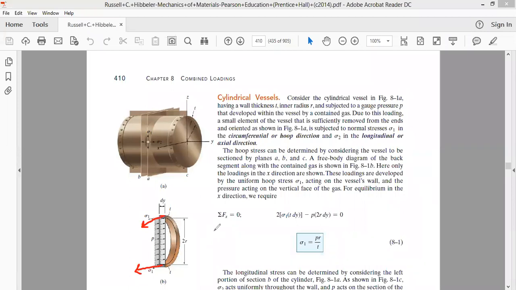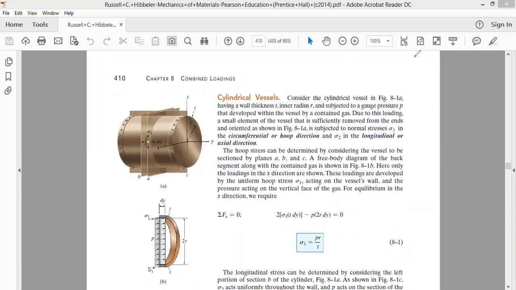So when we did the force balance, we got sigma 1 is equal to PR by T. We got this formula, and we said this is what we call the hoop stress or the circumferential stress. So the value of the circumferential stress or hoop stress is equal to internal pressure multiplied by the radius of the thin-walled cylindrical pressure vessel divided by the thickness. This is what we have done when we did this force balance.